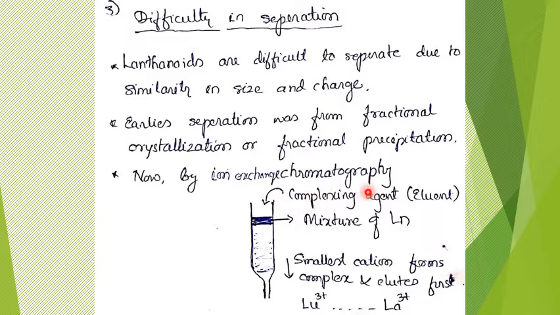There are different examples available for the resin; many examples are available here. A complexing agent like citrate ions can be added as eluent. Eluent means the compound which moves along the column. So the eluent, the complexing agent, will be added.